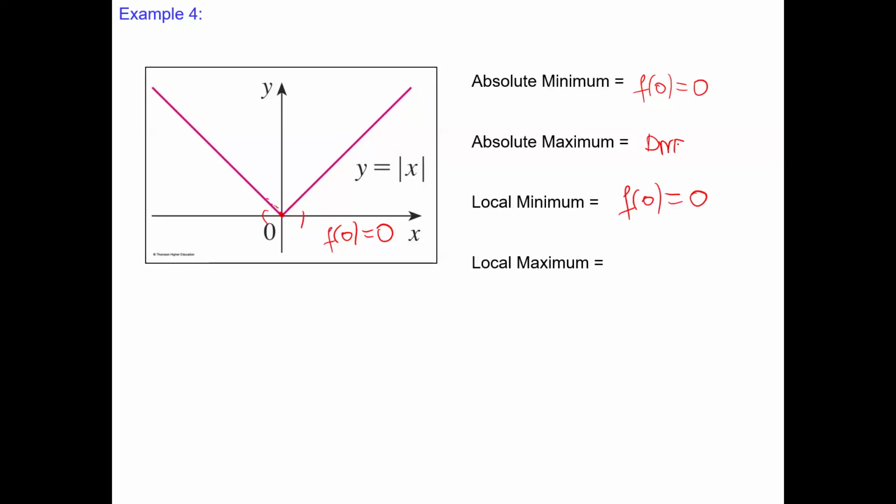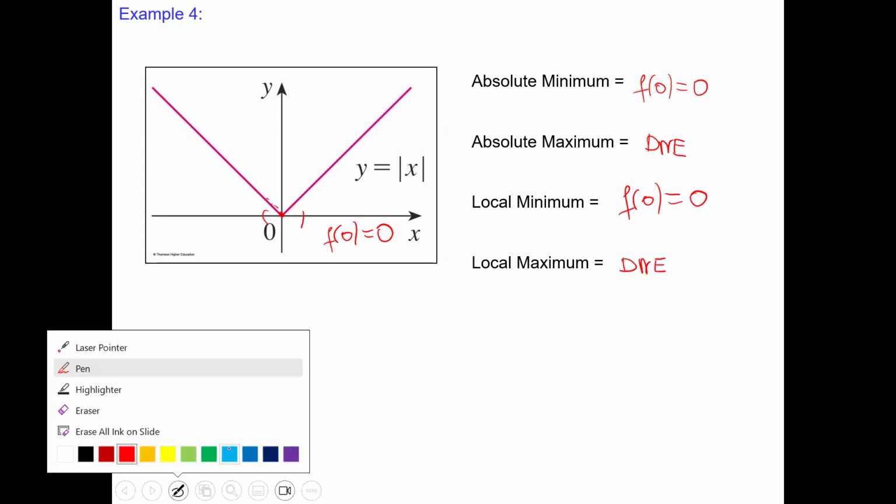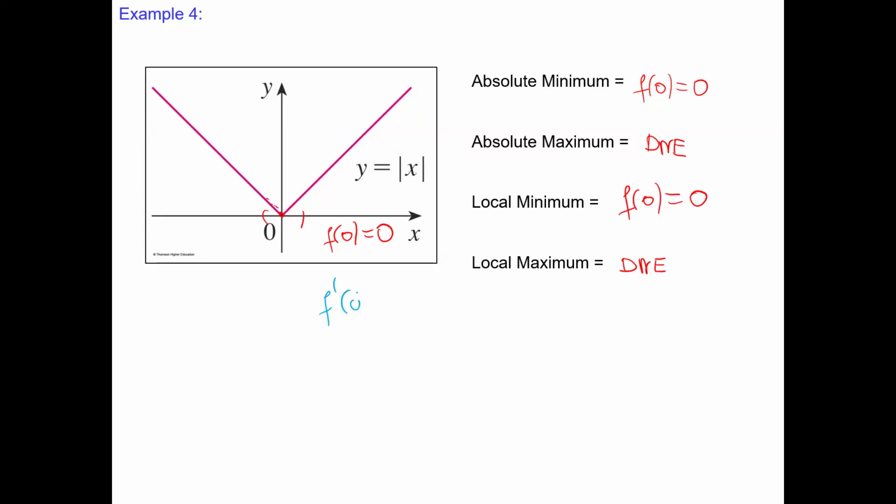No absolute maximum, no local maximum, no maximum values, okay? But in this situation, the derivative at 0 does not exist, because the function is not differentiable, it has a sharp corner. So we can see this, also a good calculus characteristic.